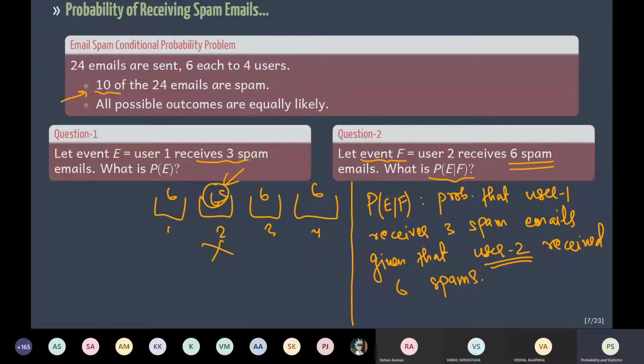So 10 minus 6 spams. There are 4 spams left in the pool of spam emails, from which user 1 has to receive 3. User 1 still has to receive exactly 3 because event E didn't change. There are still 4 spam emails left.